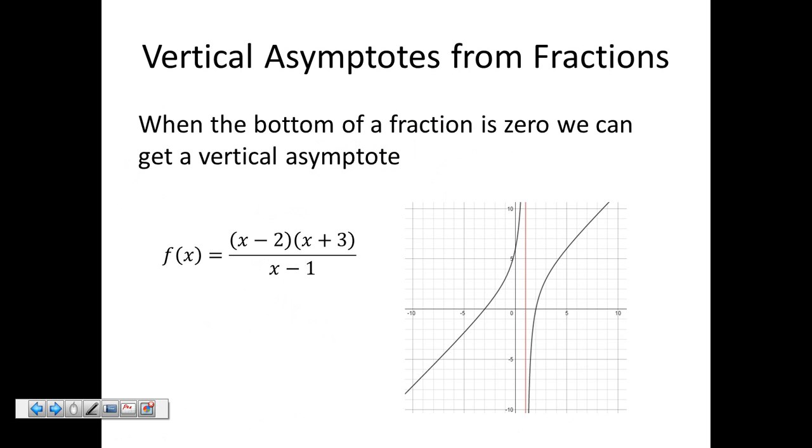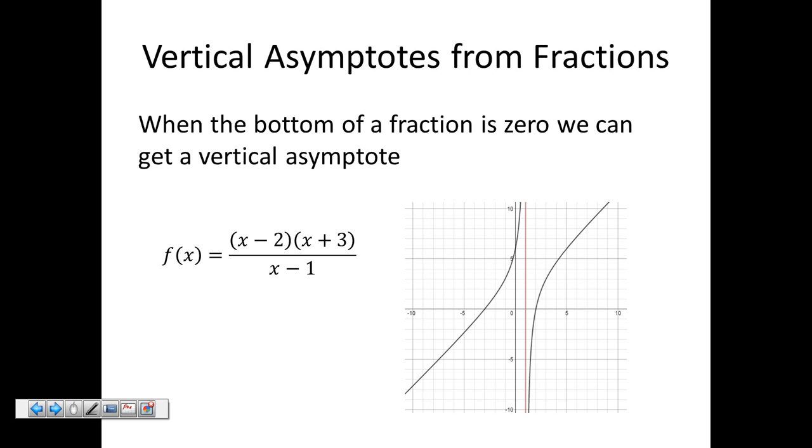Okay, let's take a look at some vertical asymptotes from fractions specifically. What I'm talking about here is a rational function. So I'm going to start off with the rational function f of x equals (x minus 2) times (x plus 3) on top, and it's divided by x minus 1.